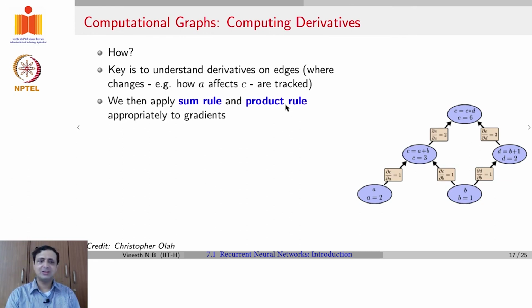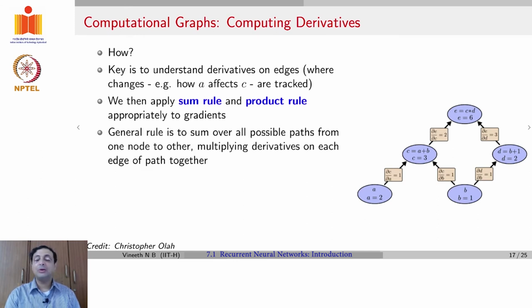So how are we doing this? We are applying the standard sum rule and product rule appropriately to compute each of those gradients at the edges. And to get your final gradient, you could sum over all possible paths from one node to another, multiplying the derivatives on each edge of the path together. So for example, if we want ∂E/∂A, we look at all possible paths that take us from A to E. So in this particular case, that would be just this path.